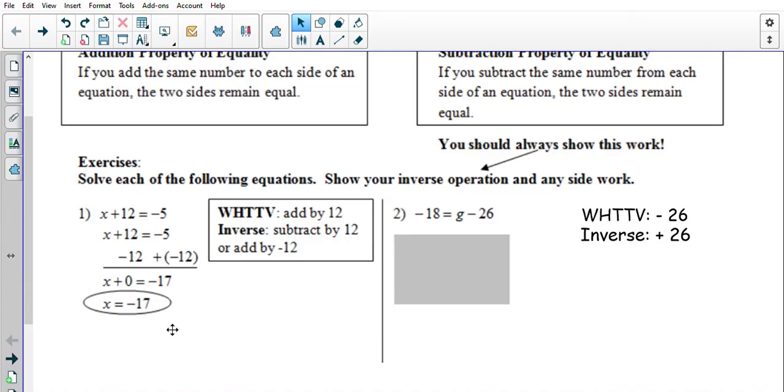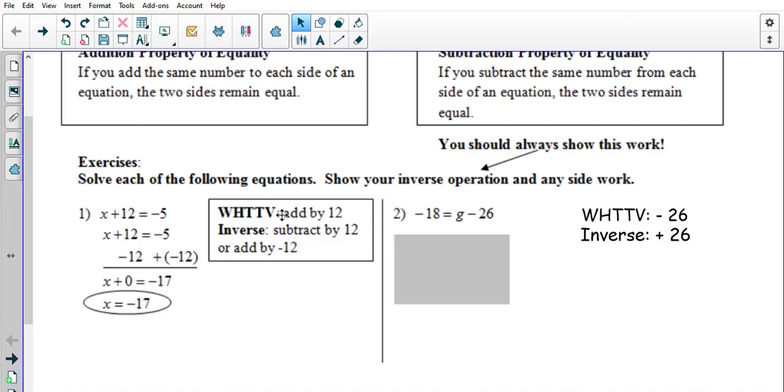Again, go back to that lesson that we talked about where we identified what was happening to the variable and the inverse. That's what we're going to be using and applying here today, taking it a step further from our previous lesson. So if we have an equation like x plus 12 equals negative 5, the first thing you want to do is identify what's happening to the variable. Remember, that's this WHTTV. What's happening to the variable in this equation is that we're adding by 12.